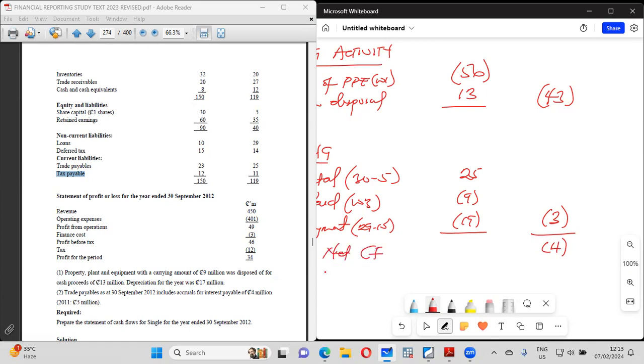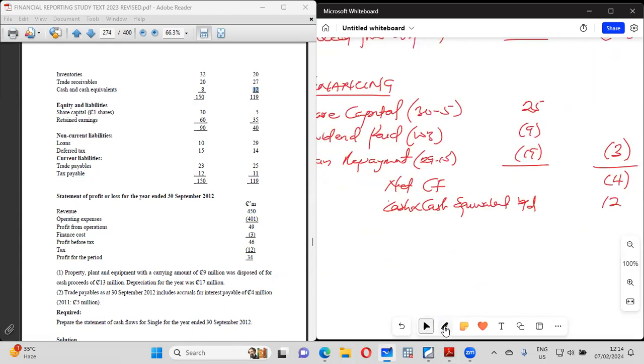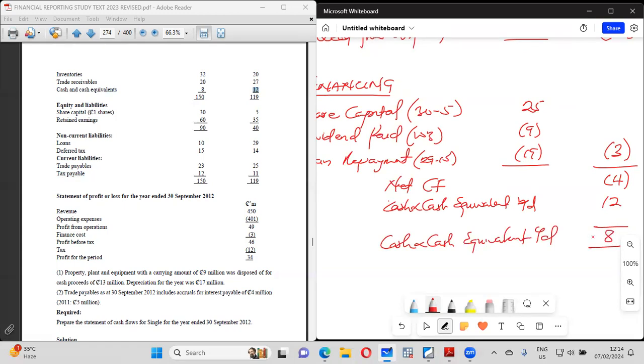Then my cash and bank. So now I'm coming to use it. Cash and cash equivalent. Brought down is 12. Okay, so that makes it, you see, 12. And it should be equal to the carry down. So you have cash and cash equivalent carry down. So if you do everything right, you have it. And it is 8, which means it has balanced. So that is how you do a cash flow.